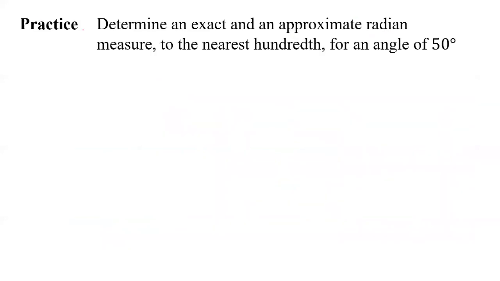Okay, so now let's have a look at a practice. Determine an exact and approximate radian measure to the nearest hundredth for an angle of 50 degrees. So it asks you to convert the degree measure to radian measure. Okay, I'll give you 3 minutes to think about this question.